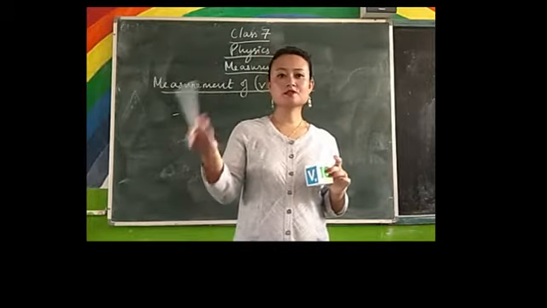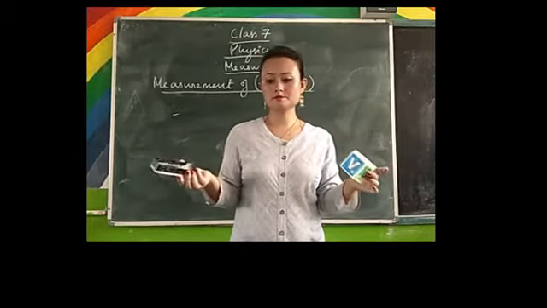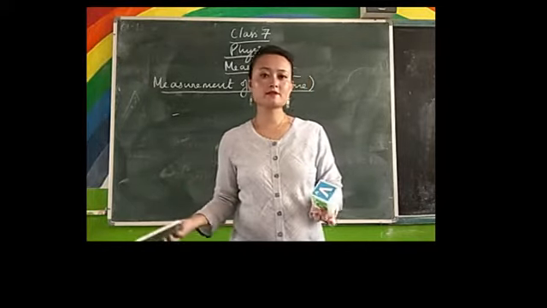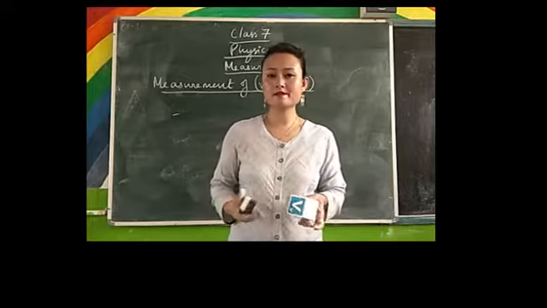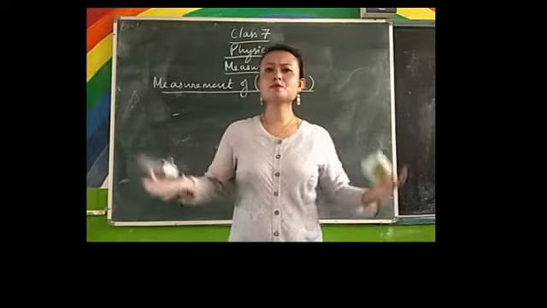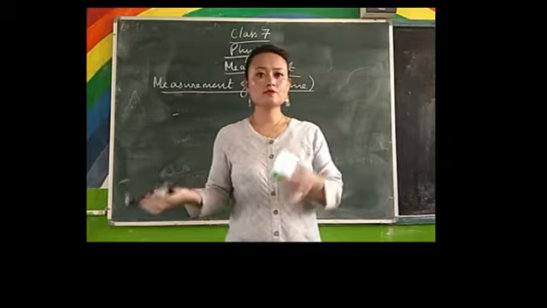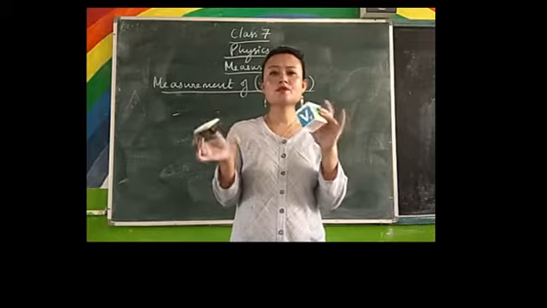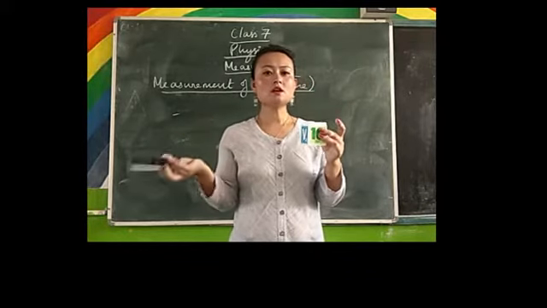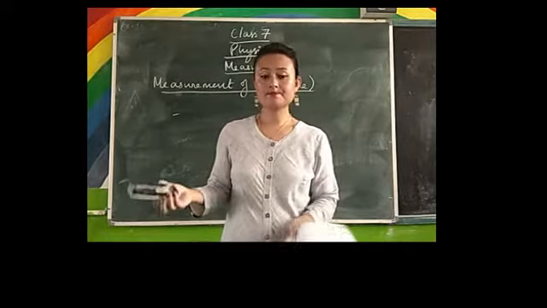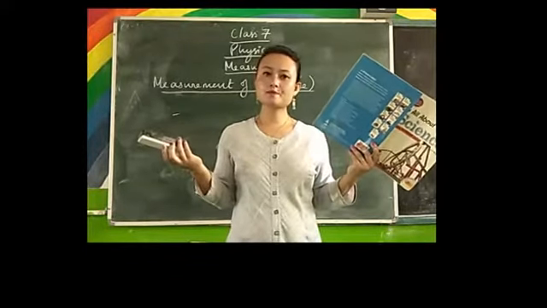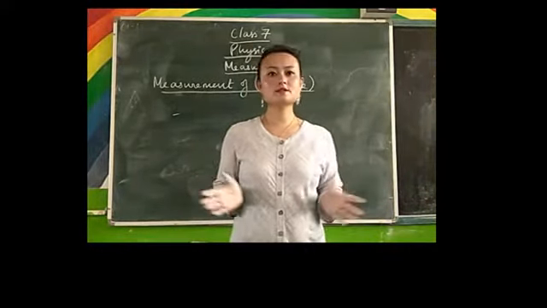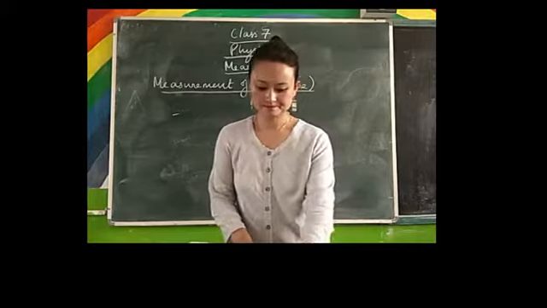The duster occupies a different volume, this cube occupies a different volume. The chalk, the chalk holder, the book all occupy different space. So they have different volumes. The more space it occupies, the more is its volume. If you compare this cube and this duster, which has more volume? Obviously the duster. If you compare the book and the duster, which occupies more space? The book. Therefore, it has more volume. So the more space it occupies, the more is its volume.